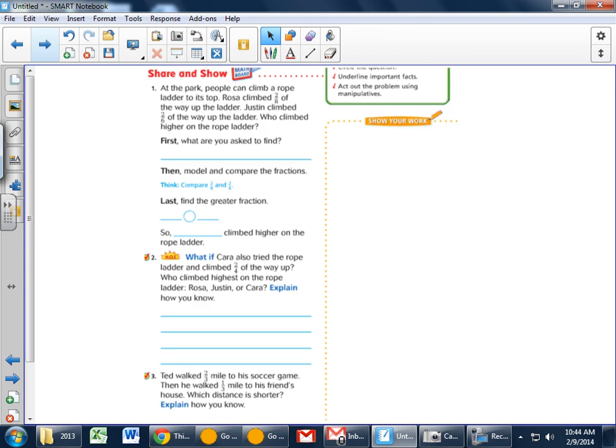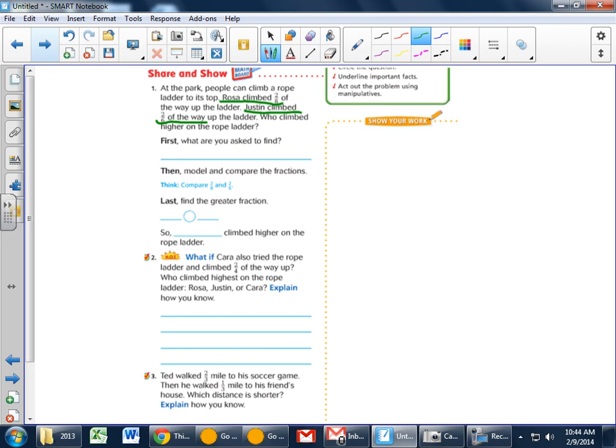Your next page, we're on 353, share and show. At the park, people can climb a rope ladder to its top. Rosa climbed 2/8 of the way up the ladder. Justin climbed 2/6 of the way up. Who climbed higher on the rope ladder?